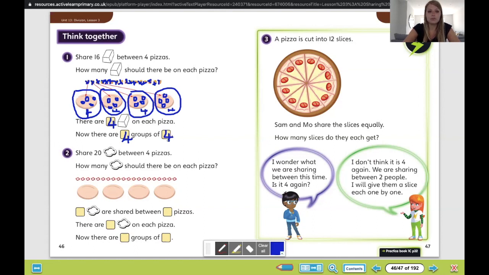Let's look at number 2. Share 20 peppers between the 4 pizzas. How many peppers should there be on each pizza? Now I'm going to pause the video for a moment, and I'd like you to get a piece of paper and a pen, and I'd like you to draw out the 4 pizzas on your paper, and then draw out the 20 peppers, and I'd like you to share them one at a time using the same method that we've just practiced, crossing them out and drawing it on the first one, and so on, to find out how many peppers there will be on each pizza.